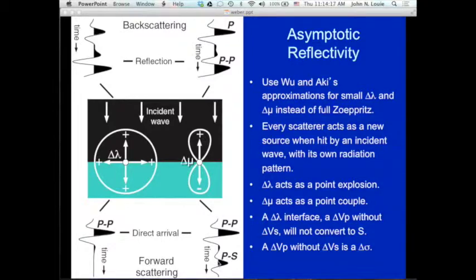These are elastic synthetics now. You get a delayed P to S conversion. In backscatter, there's the original P wave, there's the P to P backscatter, and so forth. That's predicted from just sending a Ricker into it? Yeah, yeah. Very simple modeling here. Again, delta lambda acting as a point explosion, delta mu acting as a point couple.